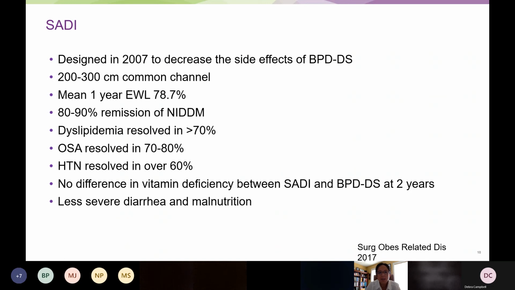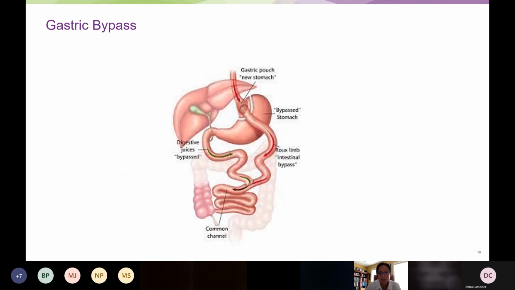And studies have shown that there's no difference in vitamin deficiency between the SADI and the BPD-DS at like 2 years, but they do have less severe diarrhea and less severe malnutrition. So the SADI surgery is actually a very common surgery that we're doing now as a revision surgery for people that start regaining weight after a gastric sleeve.